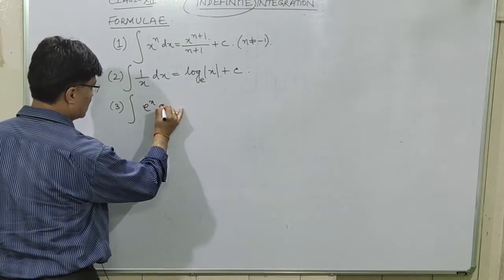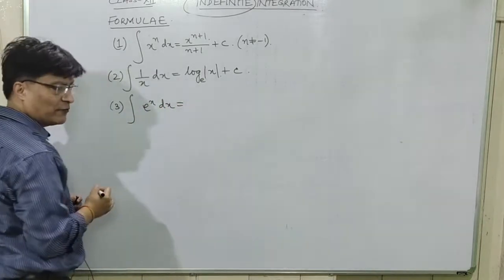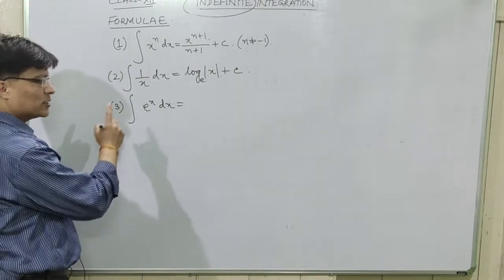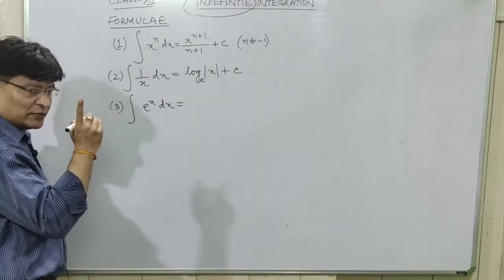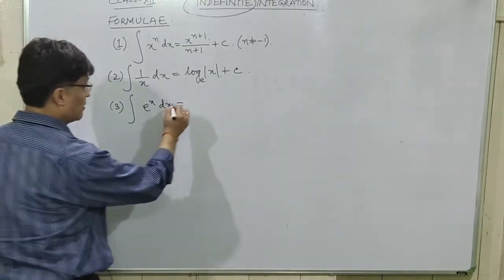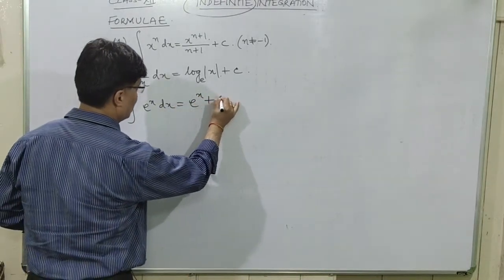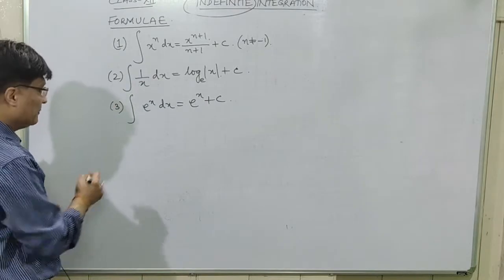e to the power x dx is equal to, what is the formula now? What is integration of e to the power x dx? Now differentiation of which function is e to the power x? E to the power x, isn't it? So this is e to the power x plus c.